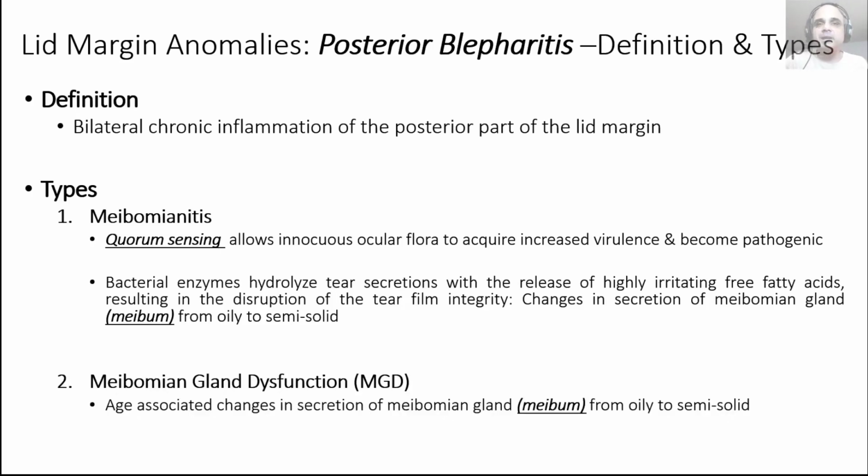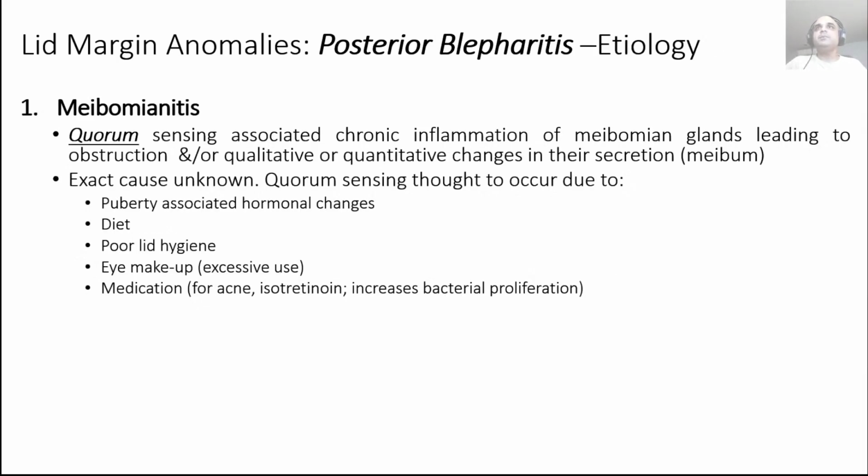The other one is called meibomian gland dysfunction, and this is more of an age-associated change in secretion of meibum from oily to a semi-solid form. So meibomianitis is again because of quorum sensing. The exact cause of quorum sensing is unknown. It's thought to be occurring because of changes that occur at puberty, diet, if you have a lot of fat in your diet, poor lid hygiene, excessive use of eye makeup by either gender, and medication, especially medication taken for acne, which is thought to increase bacterial proliferation in the lid margin.